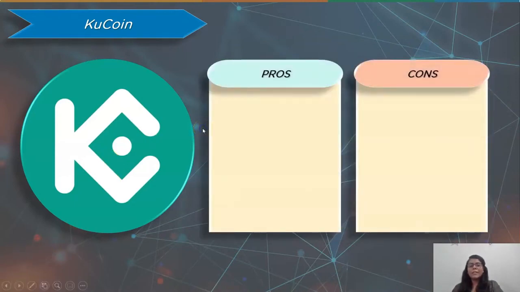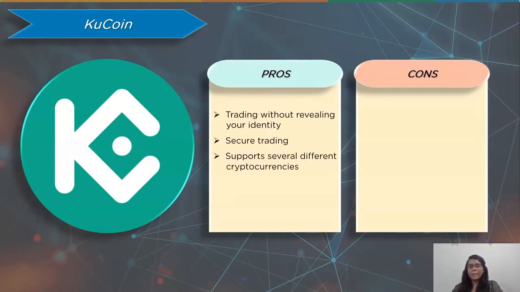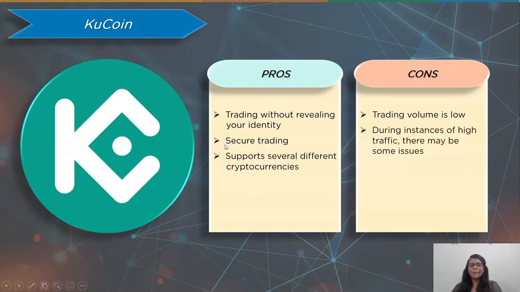KuCoin maintains the anonymity of the user while trading, yet it offers a secure platform as well. Also, it supports multiple cryptocurrencies. Coming to the cons, the trading volume of cryptocurrencies is pretty low, and also during heavy traffic, it can face some serious issues. Following KuCoin in our list, we have Cash App.